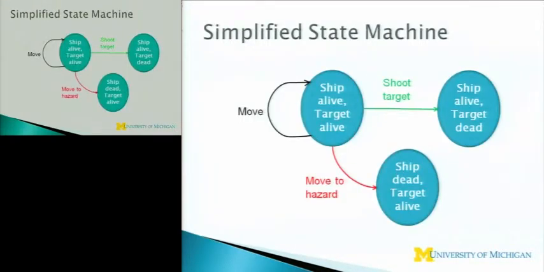So how do we solve this sample scenario problem? First we need to define the state machine. This is only a simplified version of the state machine. We start from when the ship is alive and the target is alive. When the ship moves to another grid point, the ship is still alive and the target is still alive. If the ship moves to a hazard, the ship will be dead and the target is alive. If the ship shoots the target, then the ship is alive and the target will be dead.